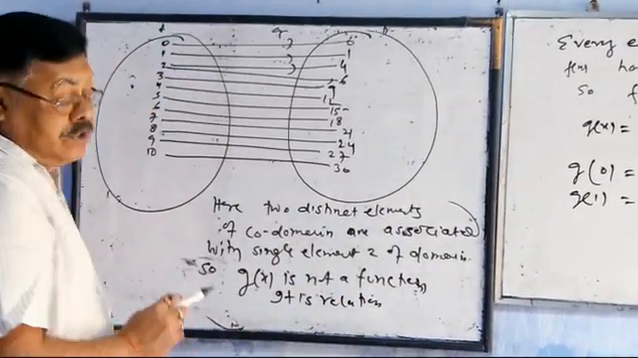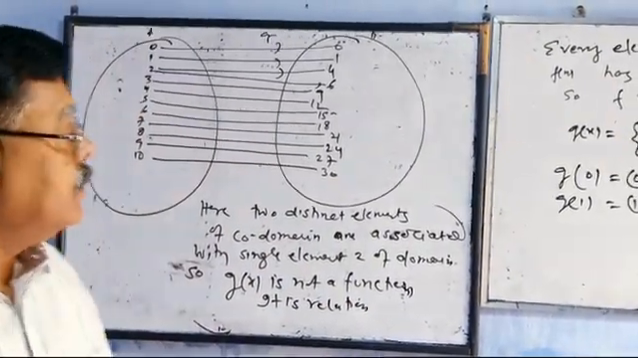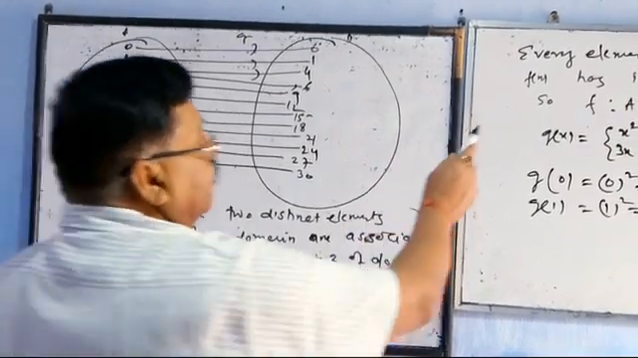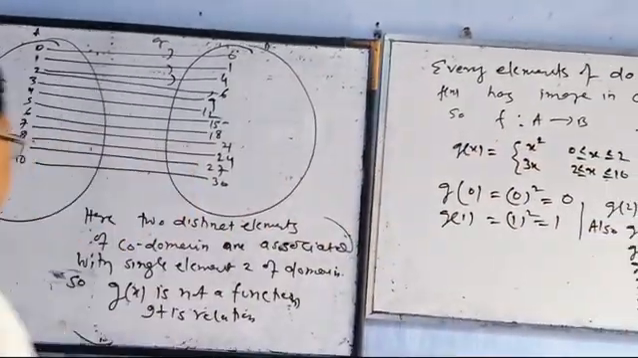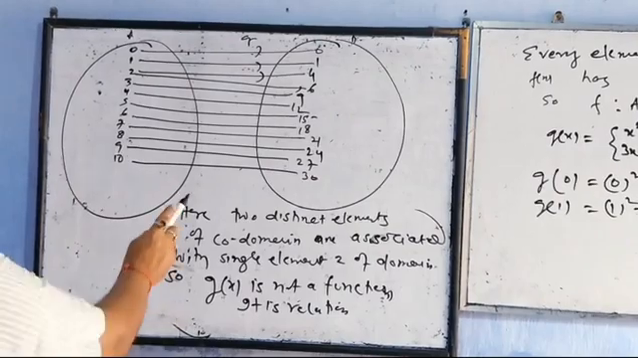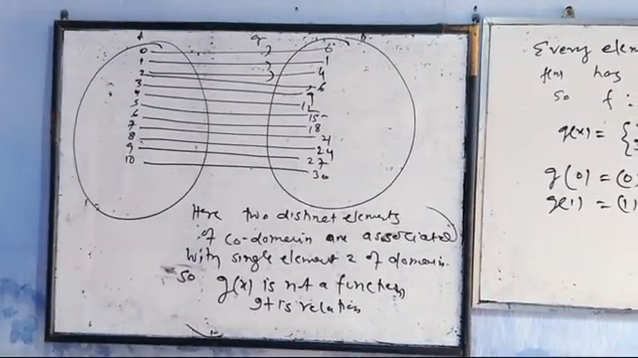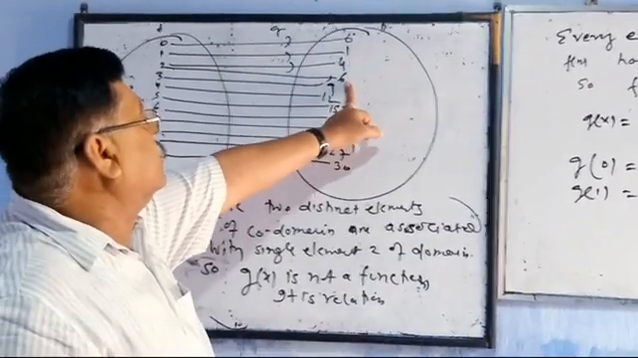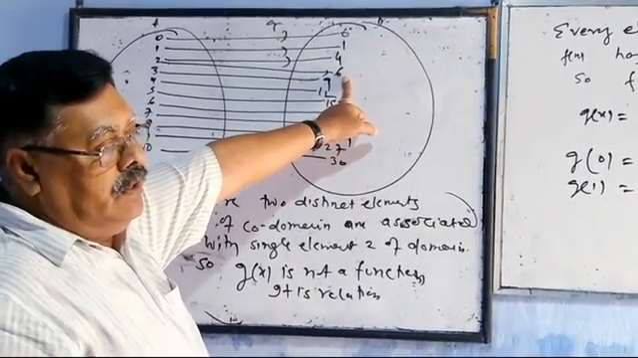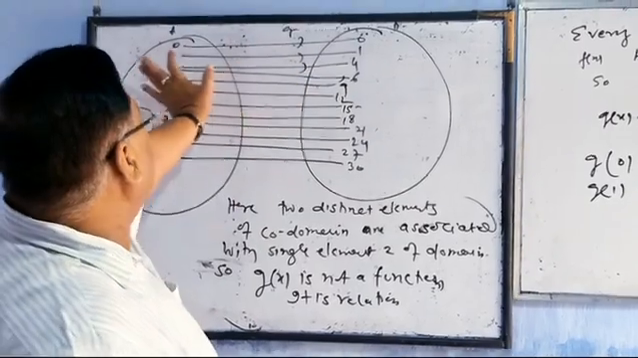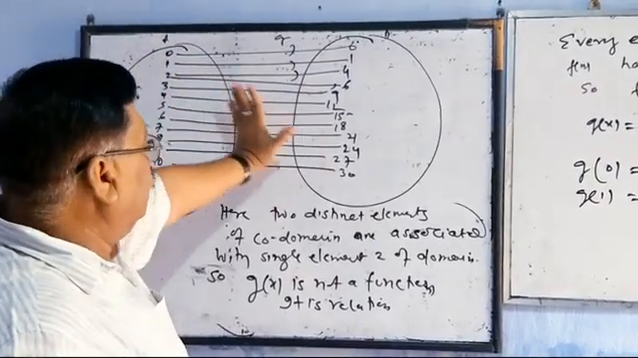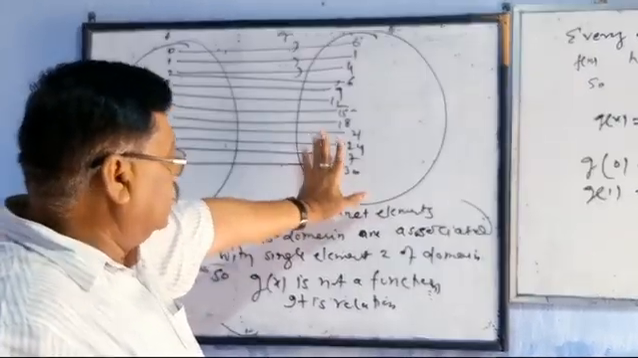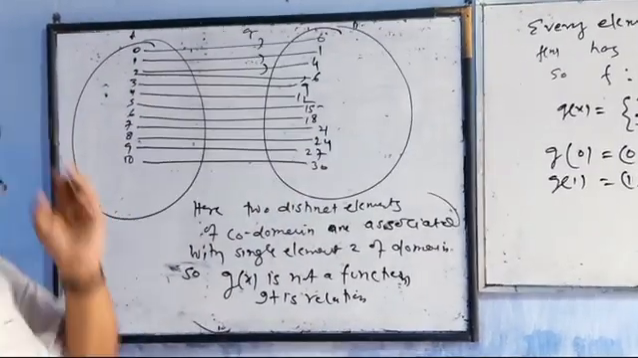So this is the reason, student. f is a function but g(x) is not a function, because two distinct elements 4 and 6 of the codomain are associated with the single element 2. Therefore it is not a function, it is a relation. This is the solution of this question.